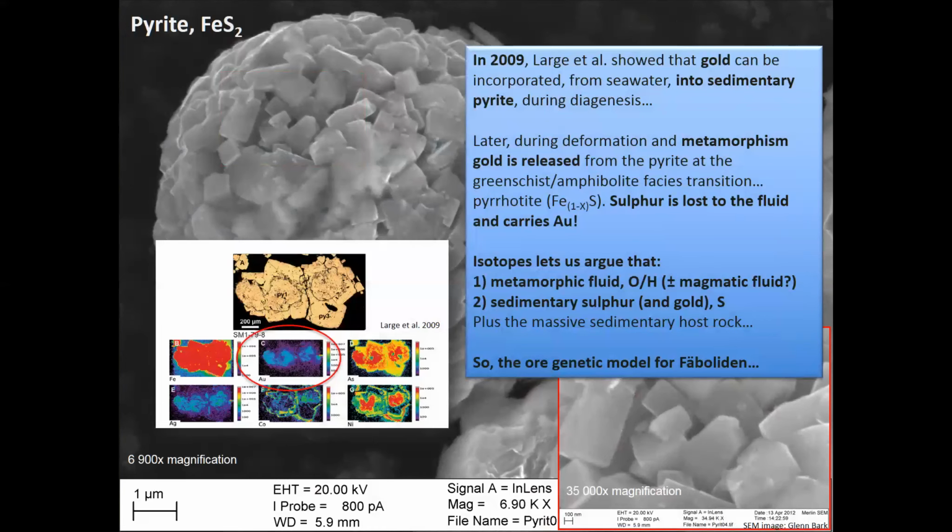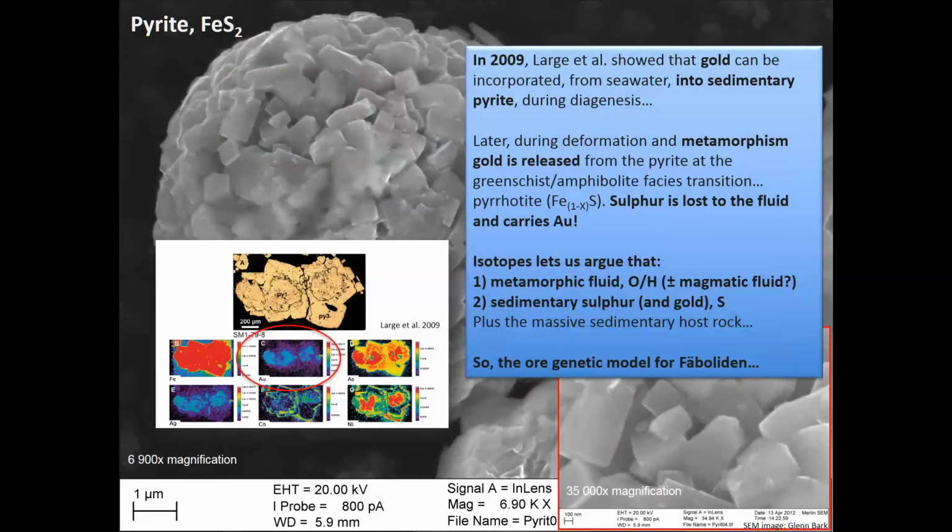And during metamorphism, gold is released from the pyrite. When the pyrite passes over the greenschist to amphibolite phase transition, pyrite will transition into pyrrhotite and sulfur will be released. And this sulfur would then help to carry the gold in the fluid that is generated from that. So the isotope data that we have in this study so far lets us basically argue that we have a metamorphic fluid, but we have a small magmatic component to this. We have a lot of sedimentary sulfur and gold here.